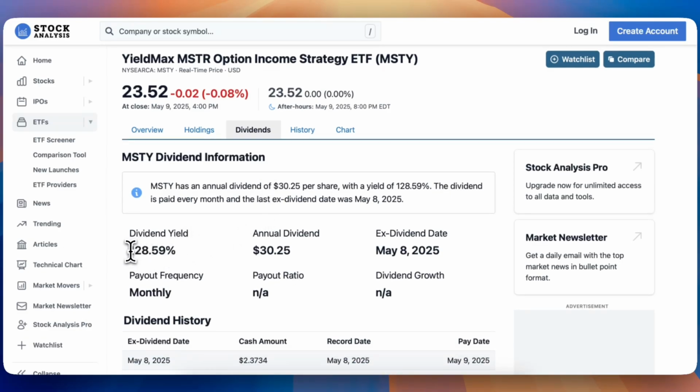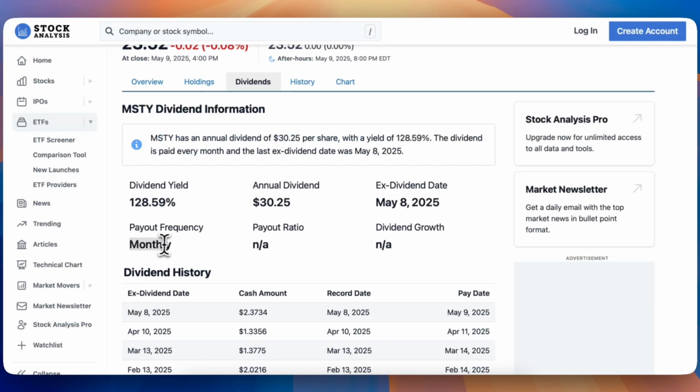It's going to have a dividend yield of 128%, and this is going to change drastically. So this is not going to stay the same. It could go down to as low as 60% or it could go as high as 200%. It just depends on the market conditions, and it's going to be having a payout frequency of monthly. Now, this is perfect for people who are looking to supplement their income to help pay bills. And that monthly payout frequency is really going to help for a lot of people, and it makes this ETF very attractive for that reason.